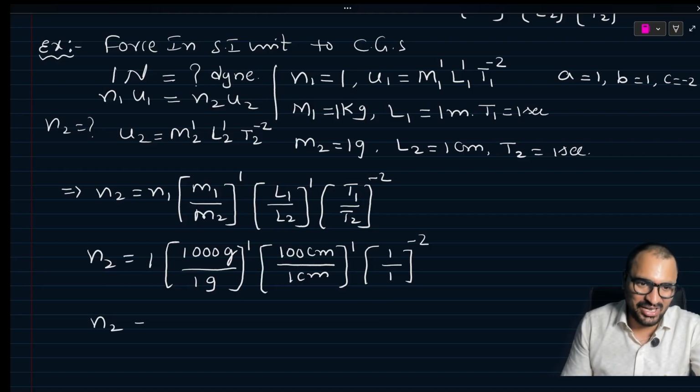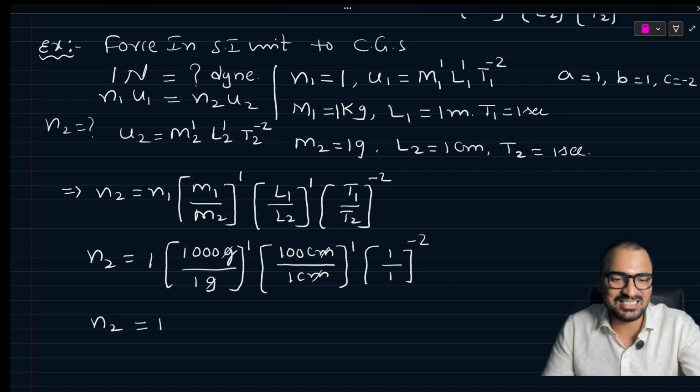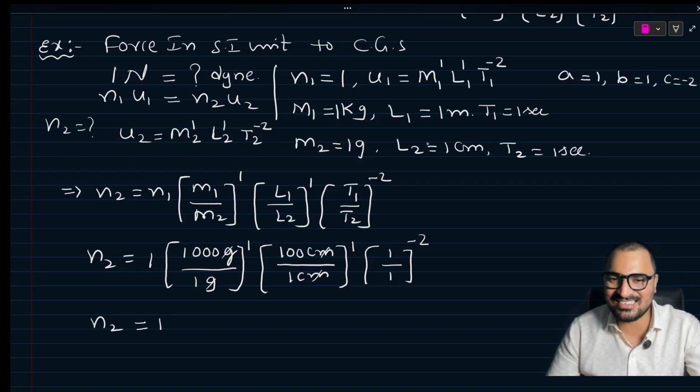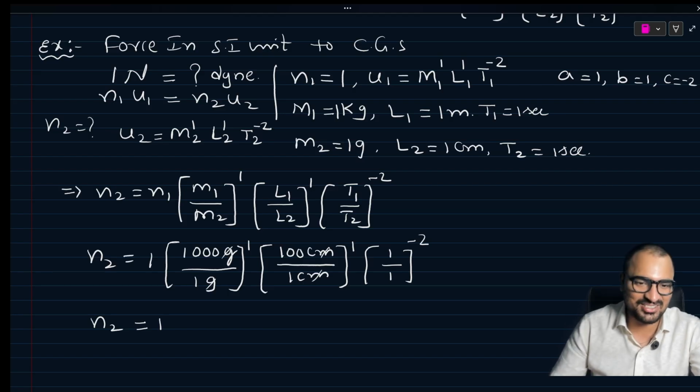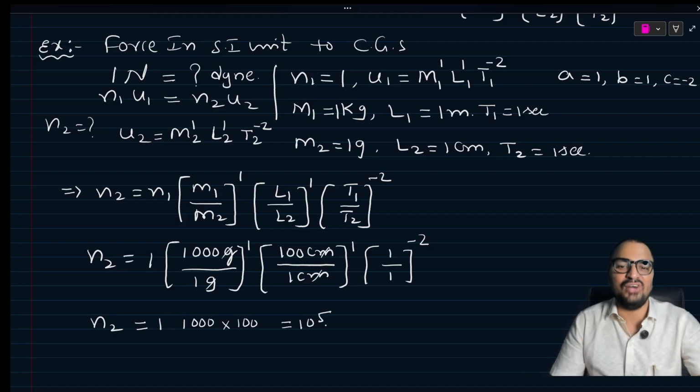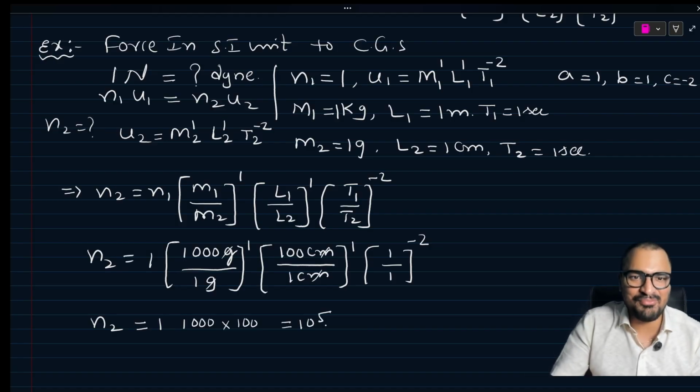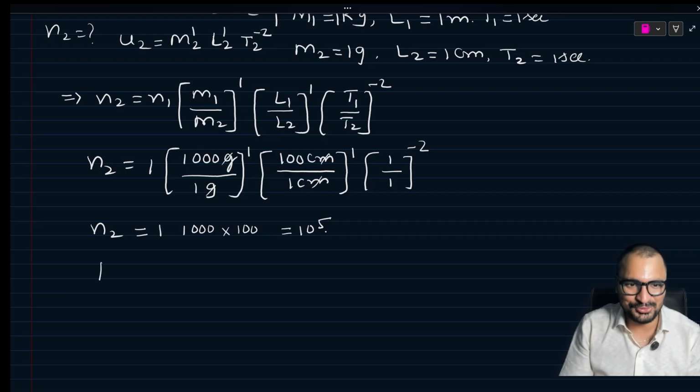That means for the value of N2 you get 1, gram cancels, centimeter cancels. Remember N2 is just a numerical value, right? So 1 into 1000 into 100. This is 1 lakh or 10 power 5. And finally, what we have proved is that 1 Newton is equal to 10 power 5 dyne.